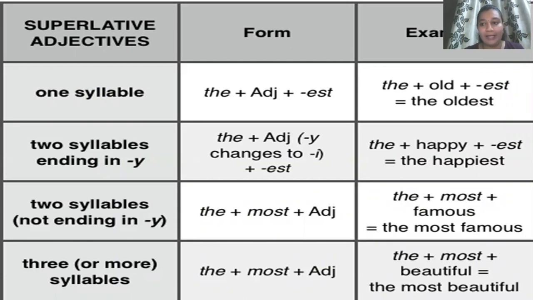If not ending with y, then we will use the word most or least before the adjective used in the sentence. Similarly, if three or more syllable word, again we will use most or least words before the adjective, because with those adjectives we cannot add suffixes est or iest. I hope you are clear with the superlative forms of adjectives.